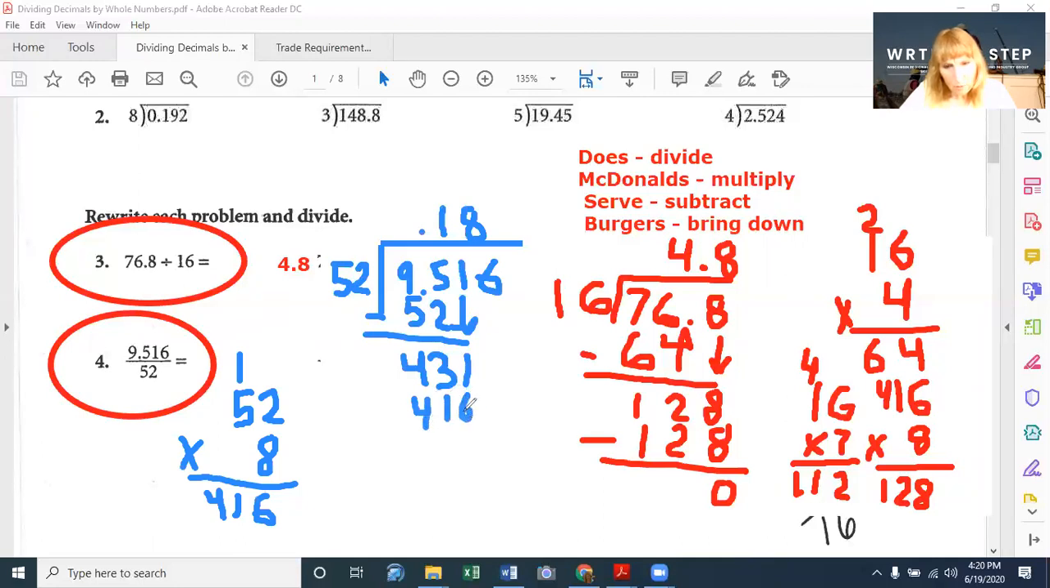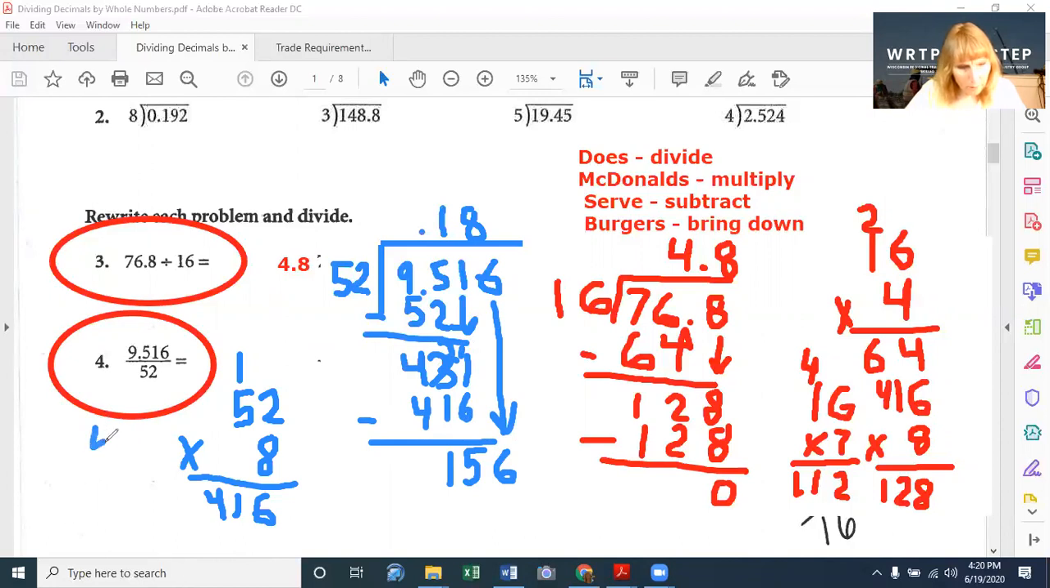Now we do the subtract part. So 3 becomes a 2. This becomes 11 minus 6, which is 5. 2 minus 1 is 1. And then we bring down our 6. And we say how many 52s will go into 156? Now, probably 3, because that would be about 150.